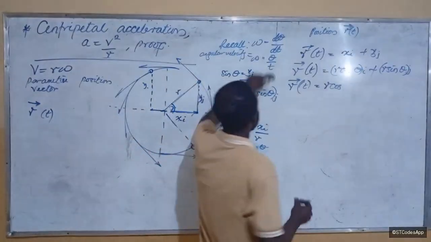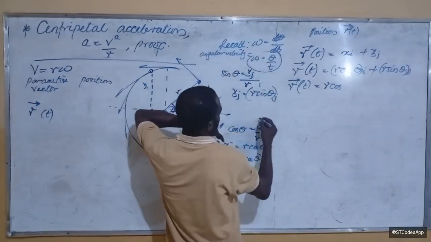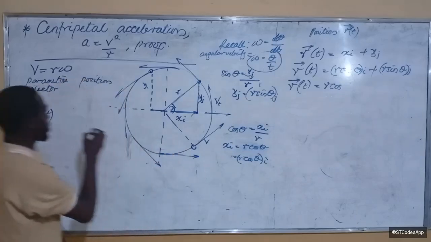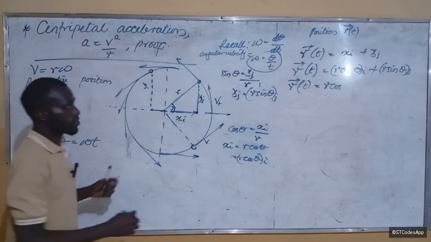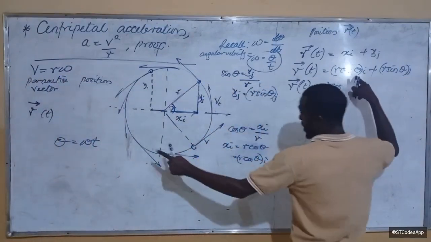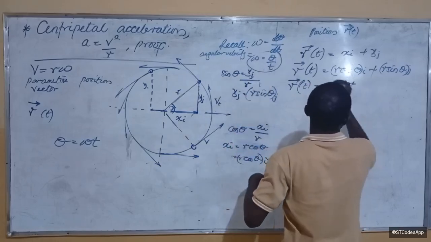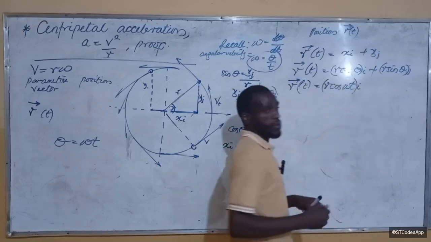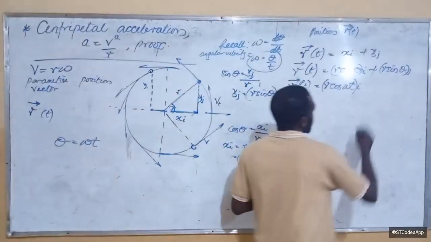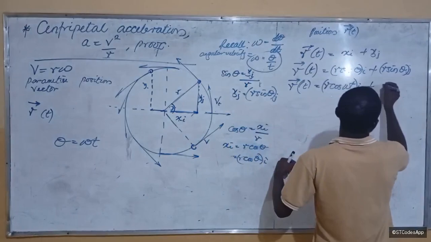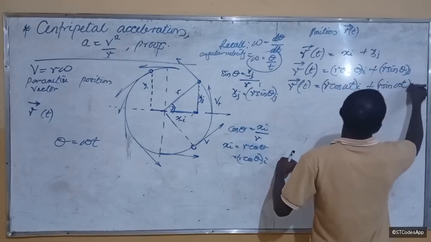All right. So it means therefore from here that theta can be written as omega t. Okay. So theta is omega t from this equation, by the time you cross multiply. You might be asking why am I changing it? I'm trying to write it in terms of t. Is it clear? So we have r cos omega t i, plus r sine omega t j.